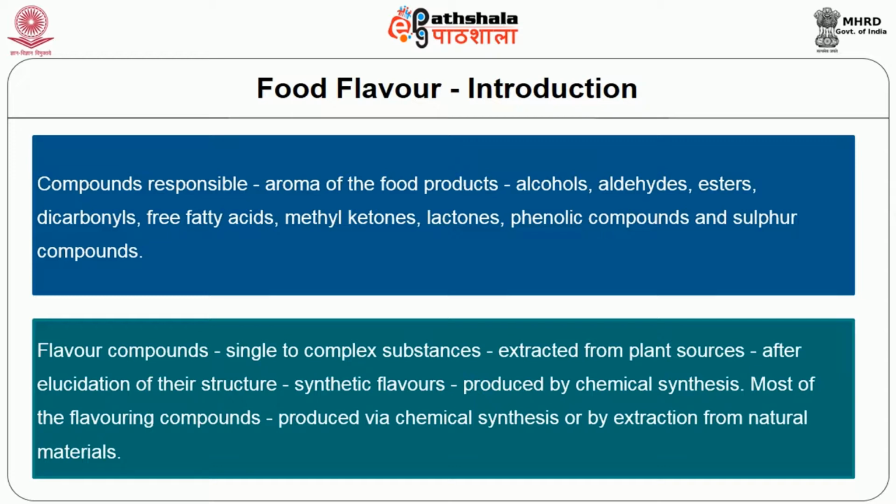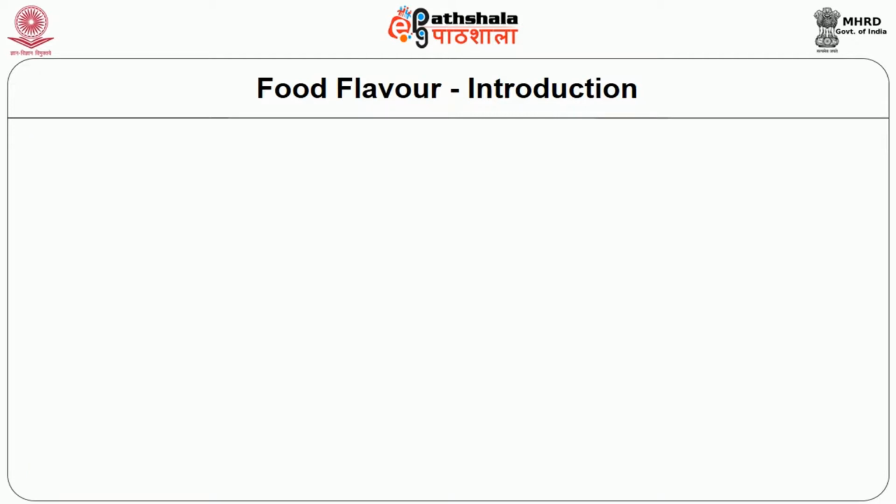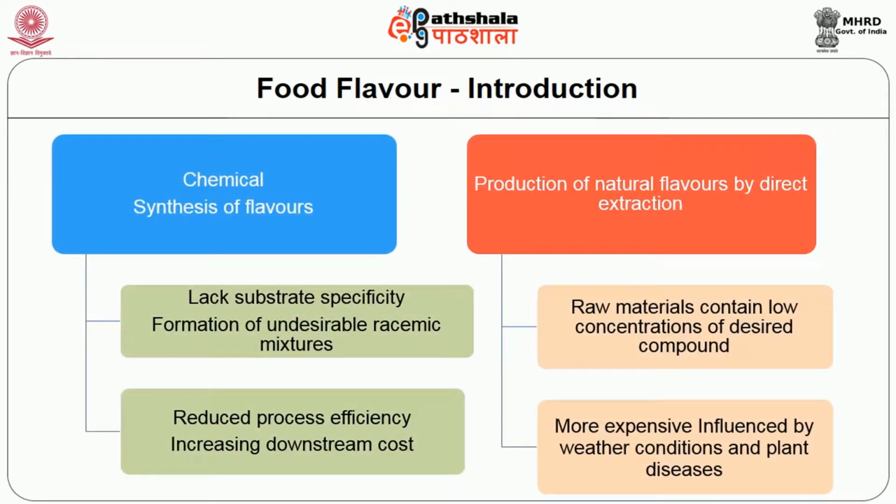However, recent market surveys have shown that consumers prefer foodstuff that can be labeled as natural. Although flavors may be produced by chemical transformation of natural substances, the resulting products cannot legally be labeled as natural. Furthermore, chemical synthesis often results in environmentally unfriendly production processes and lacks substrate selectivity, which may cause the formation of undesirable racemic mixtures, thus reducing process efficiency and increasing downstream cost.